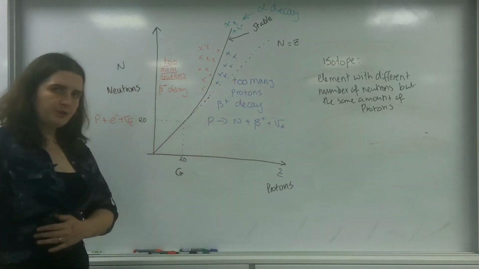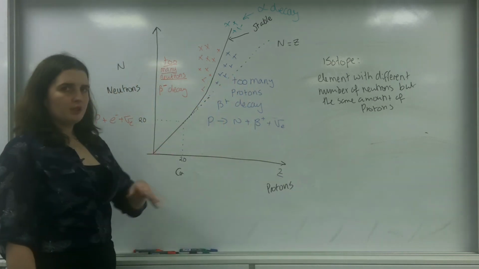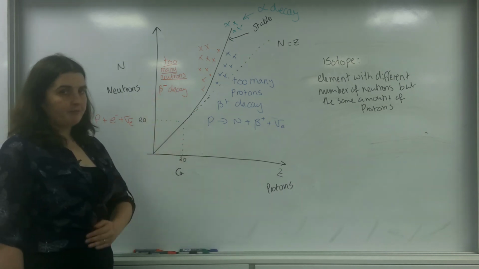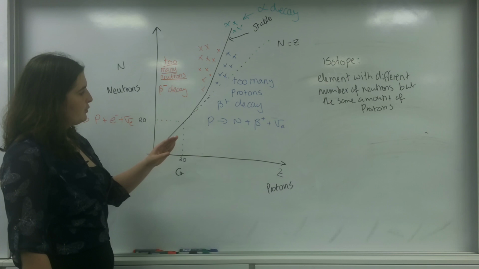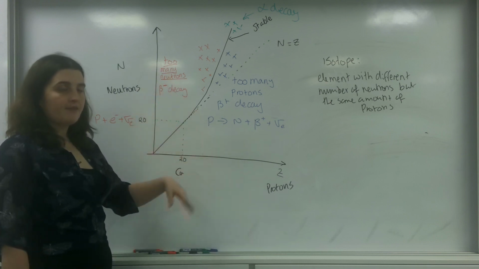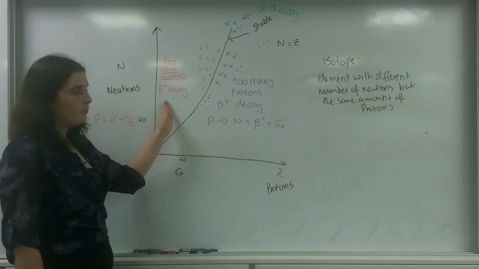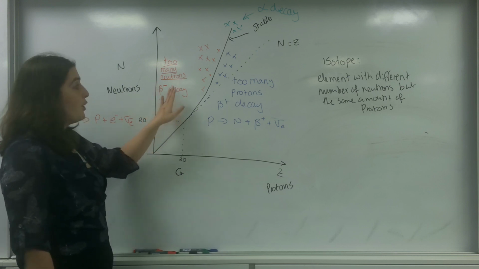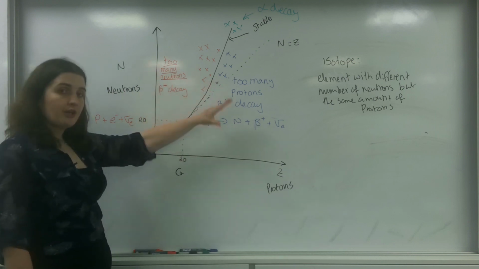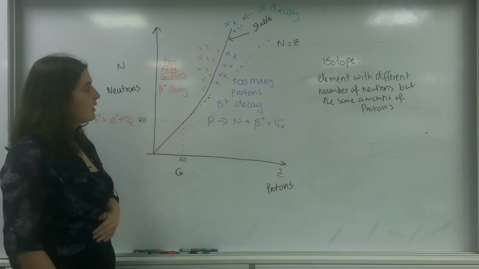Now this is important. You should be able to use this graph, not only should you be able to sketch it, but you should be able to, using some data, evaluate if it's going to be beta minus decay, where it's got too many neutrons, or beta plus decay, where it's got too many protons, by which side of the line it falls.